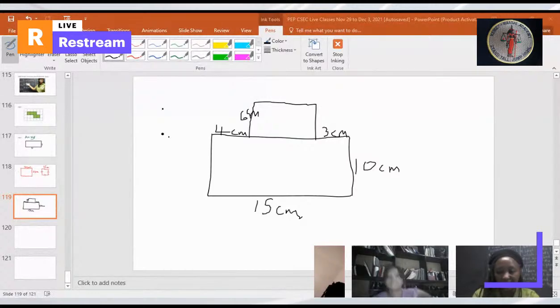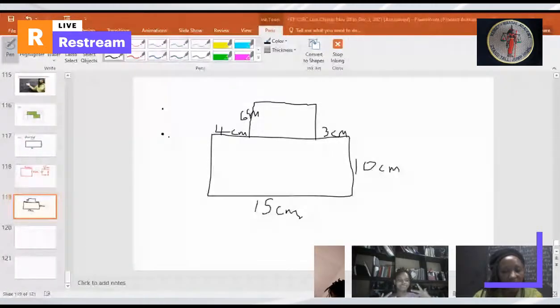So what I did was, to get the length of the smaller rectangle up there, I added 4 and 3 and got 7 and subtracted it from 15 to get 8, and it would make sense because... So you're saying to get here, you add this and this and take it from the full 15 to get 8, right? Yes, miss. All right.